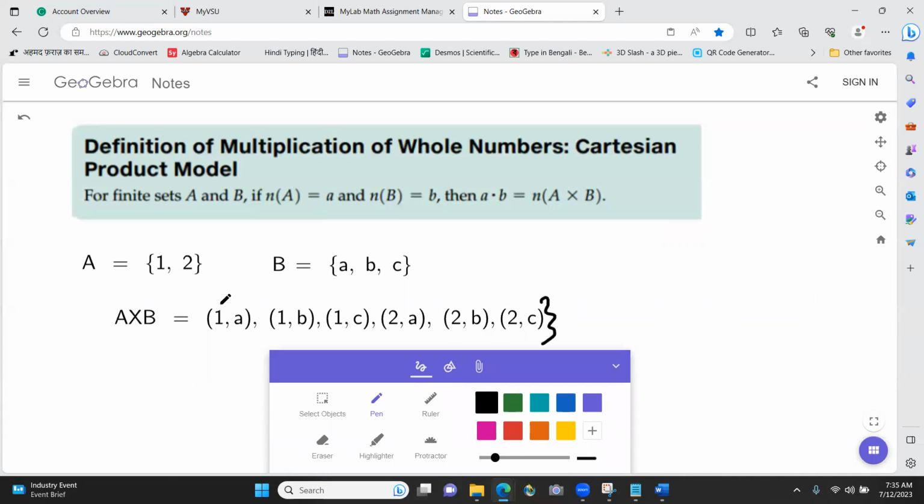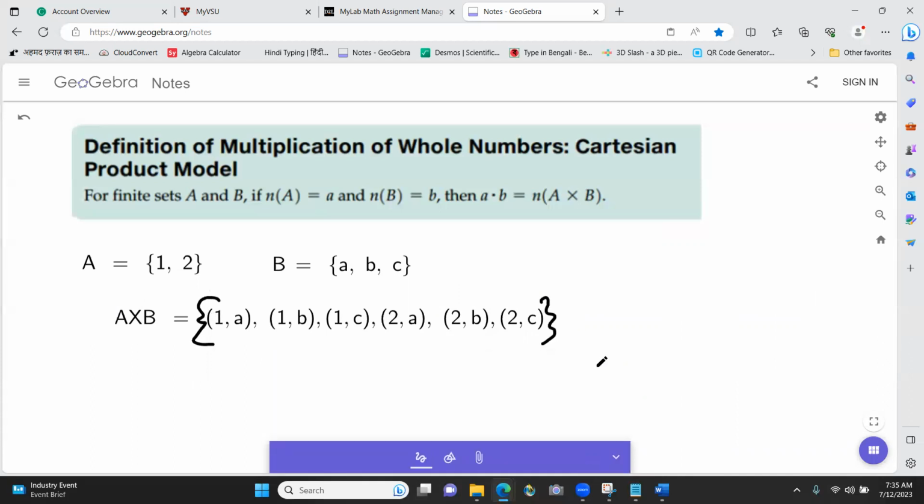This is what we mean by A cross B, or the Cartesian product of A and B. This is how multiplication can be defined. This is another way multiplication can be defined. Now you're thinking, are you going to teach it to your fourth graders? No, you won't. It's something for you to understand where multiplication is coming from. That makes a lot of sense when you put it like this.